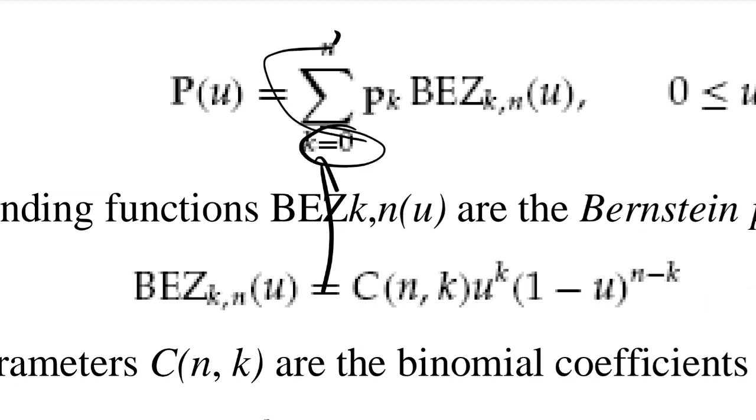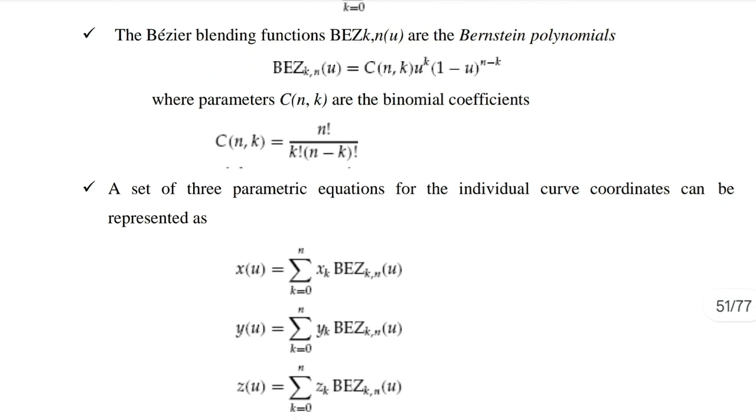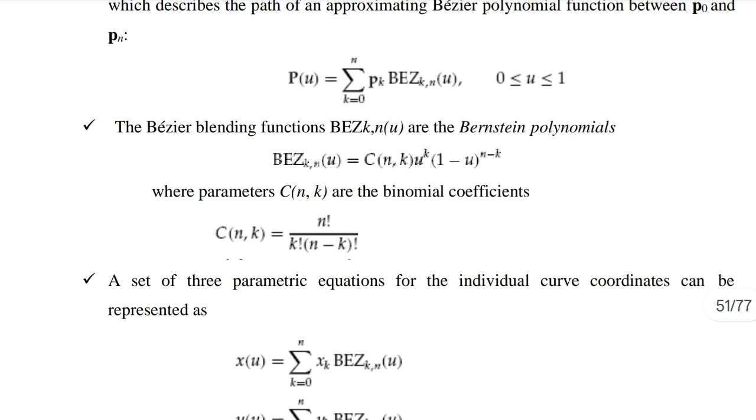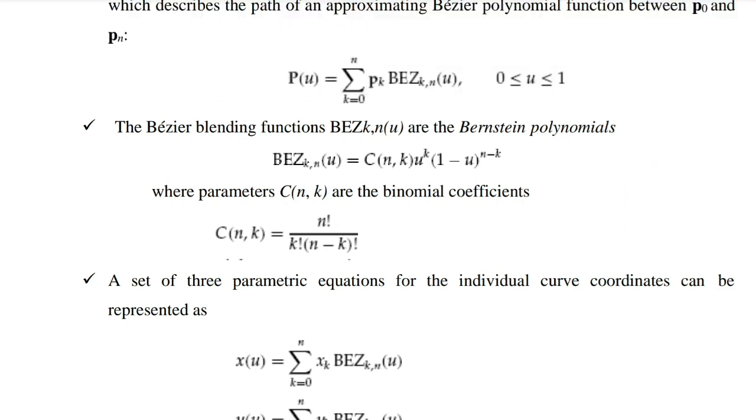Summation of k from 0 to n, P_k B_{z,k,n}(u), where u varies from 0 to 1. Okay. And after that, you can write this equation and this equation as well, because in that you have used the Bezier curve equation, and the expansion for the Bezier equation is given here. And here you have used C of n,k. The C of n,k expansion is given here. This is nothing but the combination formula. C of n,k is n factorial divided by k factorial times (n minus k) factorial.